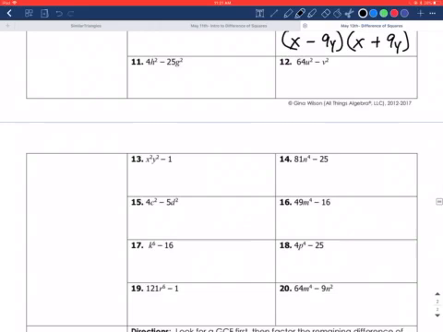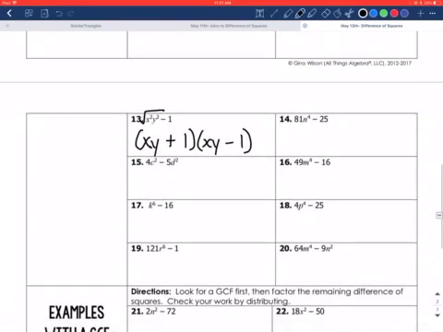All right, for number 13, we can do the same thing. The square root of this one is just going to be two variables. So the square root of x squared y squared is going to be xy. Square root of 1 is 1, and you put your plus and minus signs.